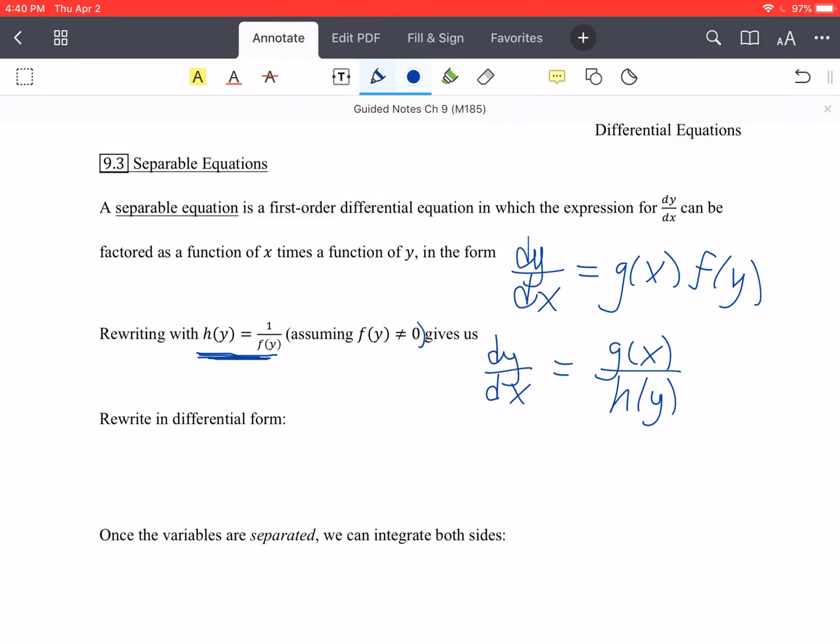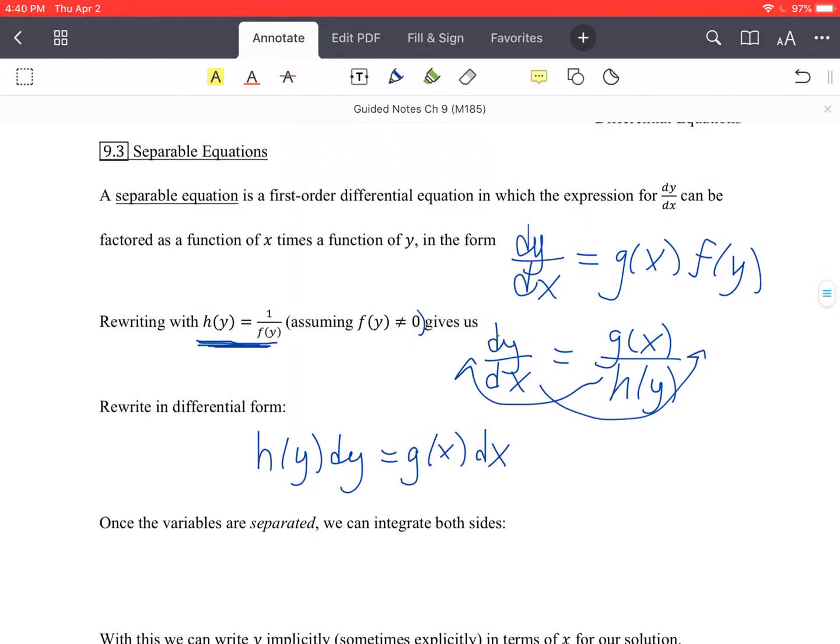Now, why would we do this? Well, because now we can cross multiply. So we're going to rewrite this as a differential. If you remember that from Calc 1, it's where we can split up the dy and the dx from each other and look at them as separate components. So the dx is going to come over here, and the h of y is going to come over here. This leaves us with h of y dy equals g of x dx.